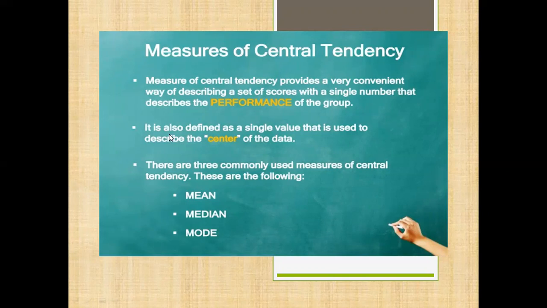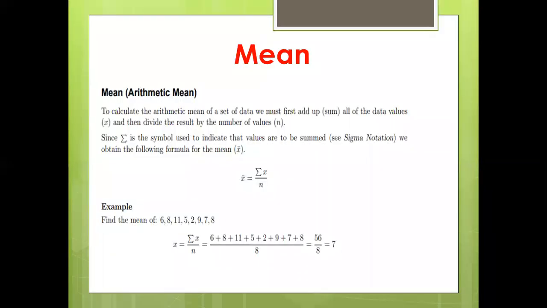Measure of central tendency contains three components, that is mean, median, mode. There are three commonly used measures of central tendency. What is mean, what is median, what is mode, and how can you use these three terms for the data. Next, about mean. The simple meaning of mean is average.